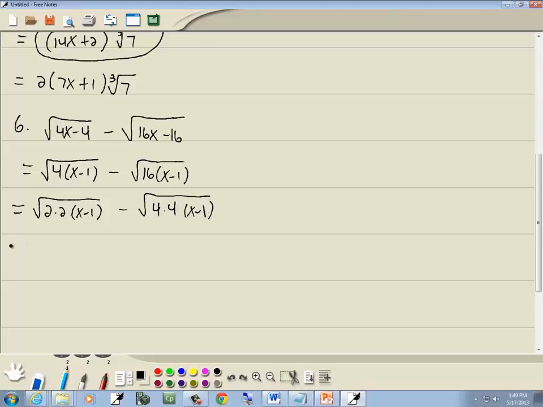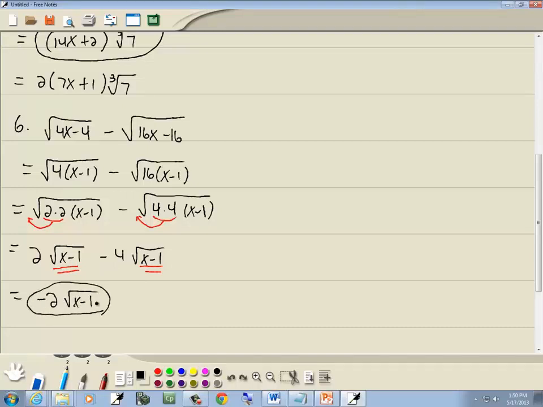The reason I broke it down that way is because we're talking about square roots, which means we're looking for a pair of somethings. Here's a pair of 2's, which come out in front as a single 2. And here's a pair of 4's, which come out in front as a single 4. So we're going to have 2 square root of x minus 1 minus 4 square root of x minus 1. Now I see that they both have a square root of x minus 1 in common, so I can add or subtract the numbers out in front. 2 minus 4 gives us negative 2 square root of x minus 1. And that's our answer.